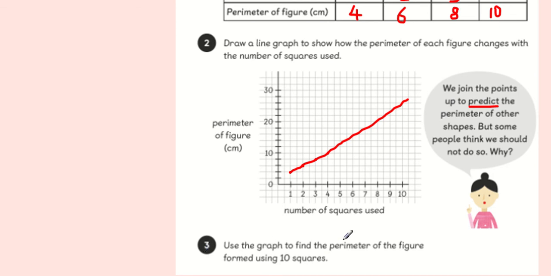using 10 squares. Okay, so let's have a look then at our line drawn. Go to 10 squares, let's go all the way up and see where we reach. Okay, we've got to here. Now let's go along. Actually, I've seen here that my line isn't quite straight. I need to make sure that my line is totally straight to get it to work.